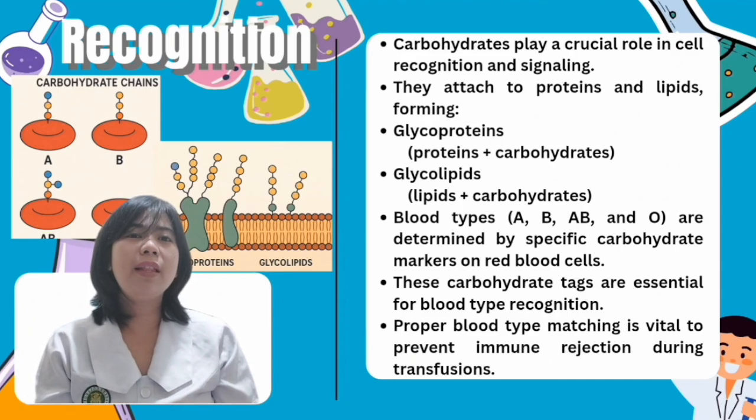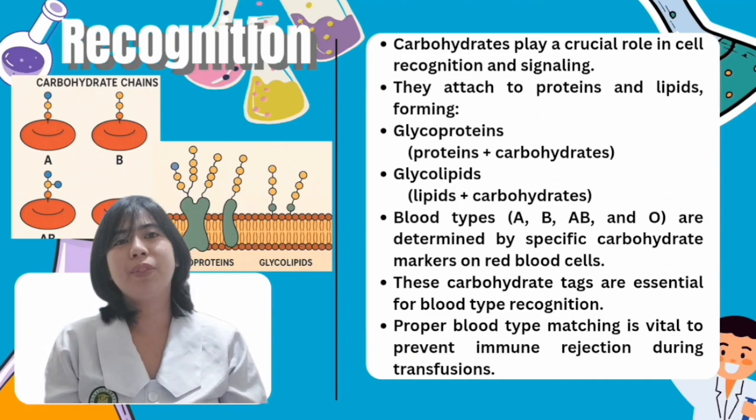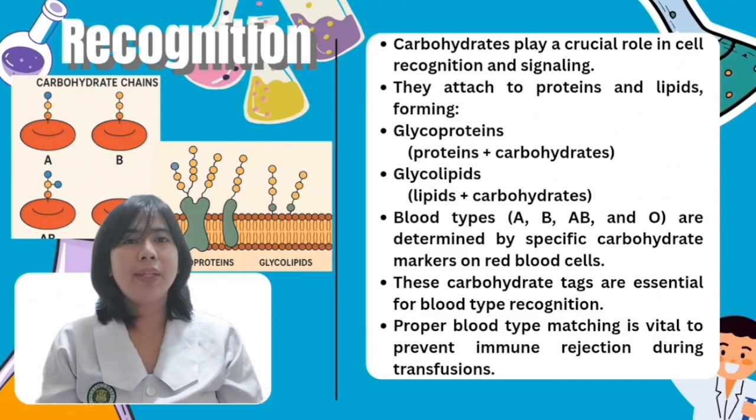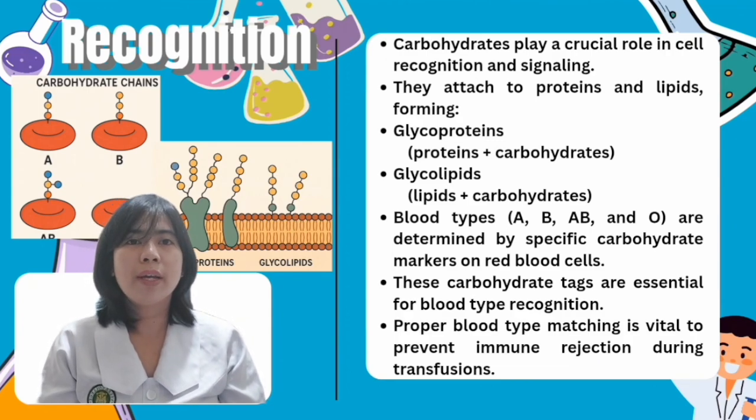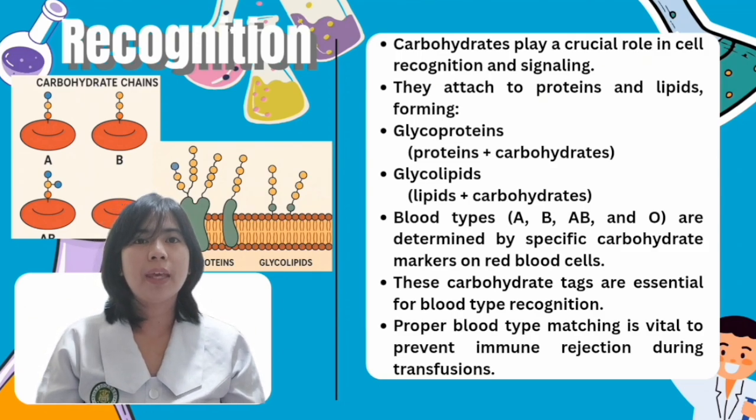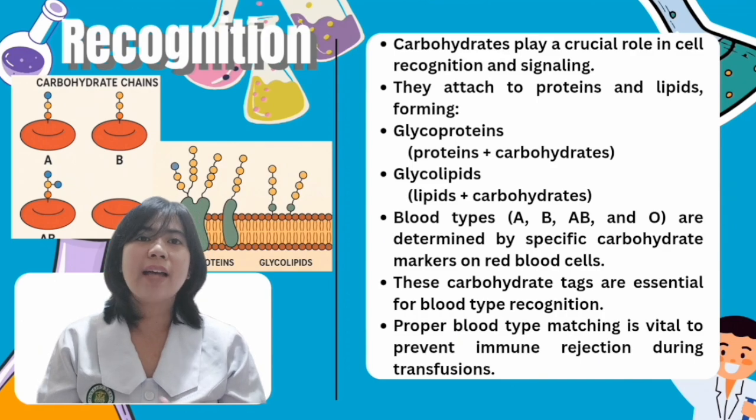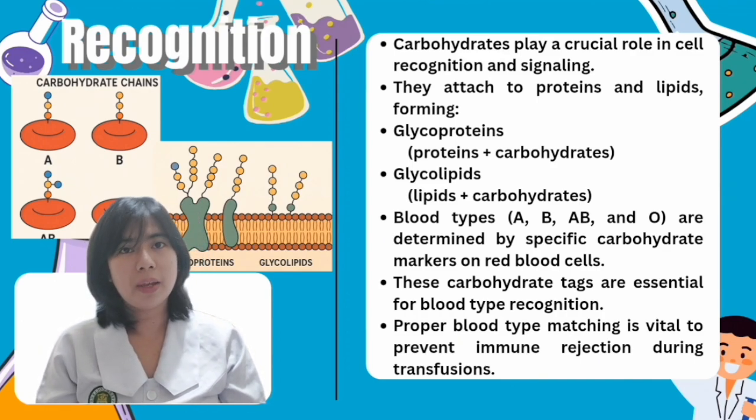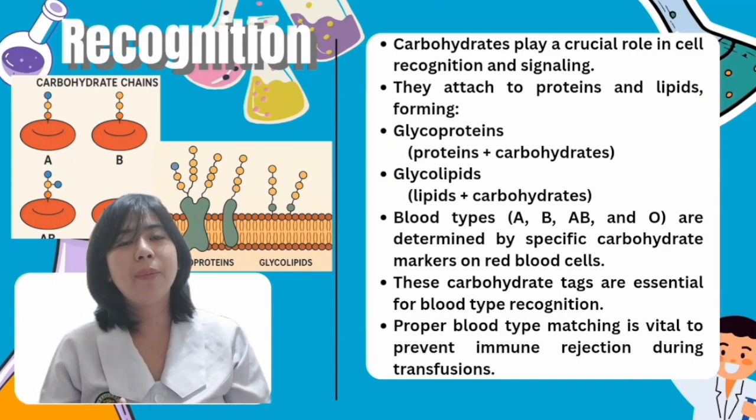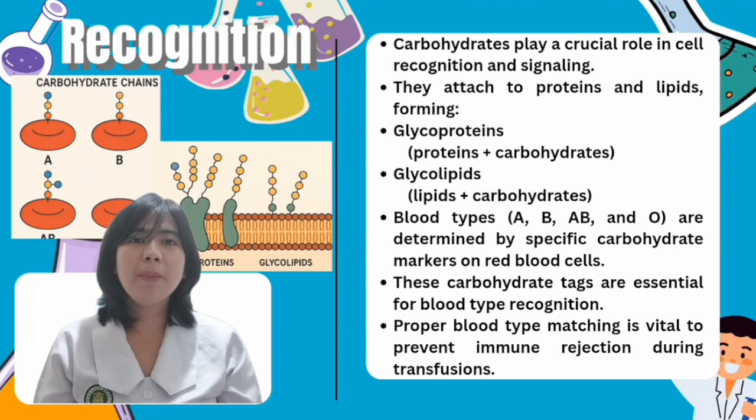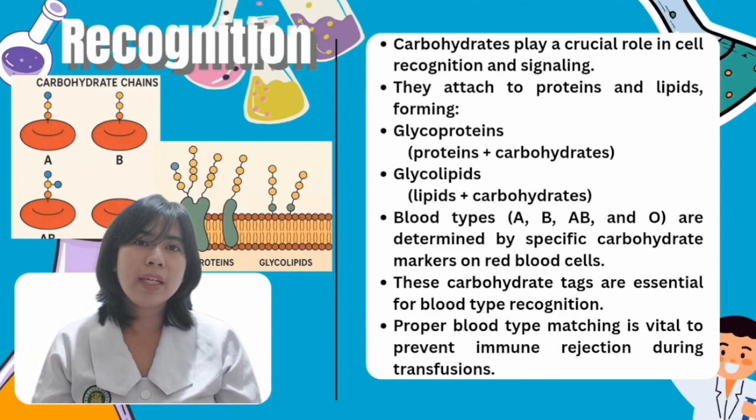Now, here's a real-life example, blood types. Your blood type, whether it's A, B, AB, or O, is determined by the type of carbohydrate chain found on the surface of your red blood cells. Type A has A-type carbohydrates. Type B has B-type carbohydrates. Type AB has both. Type O has neither A nor B carbohydrates.